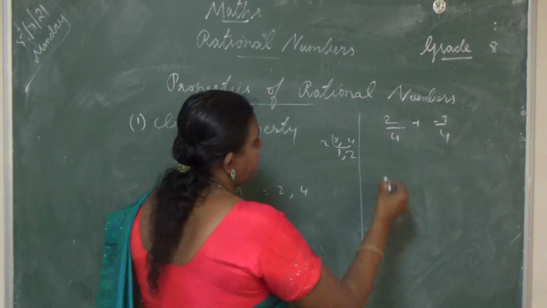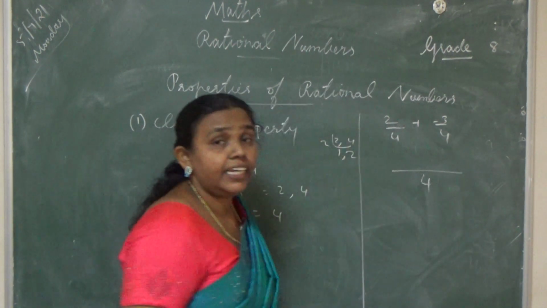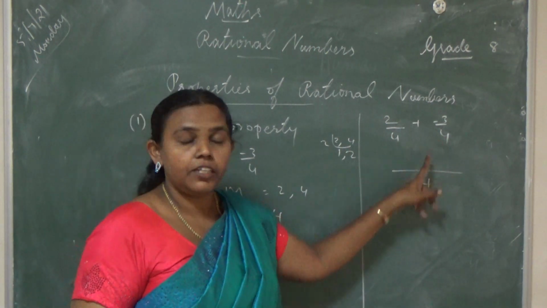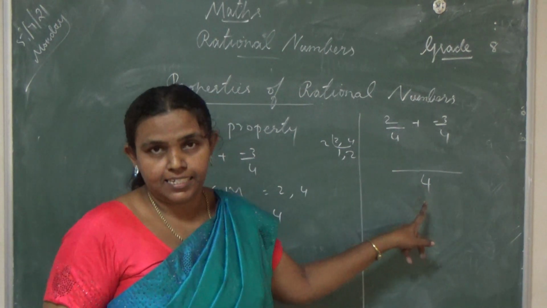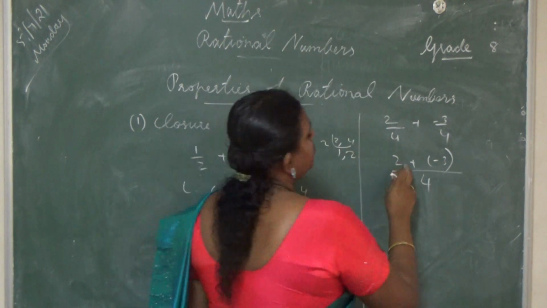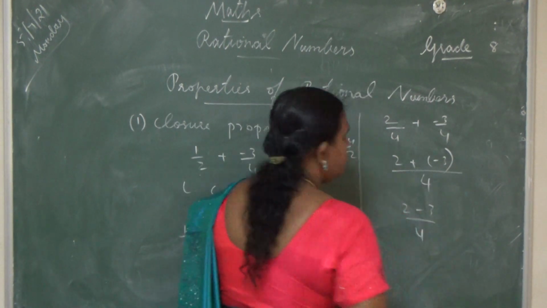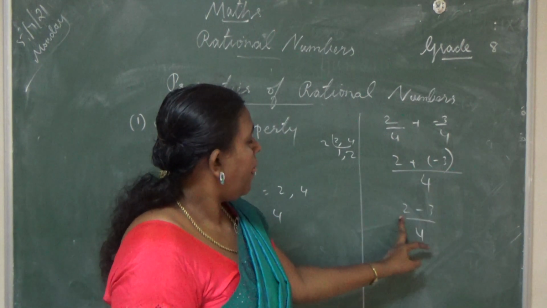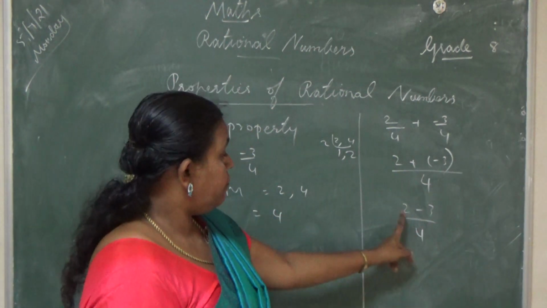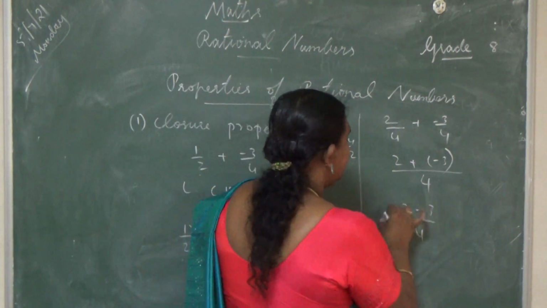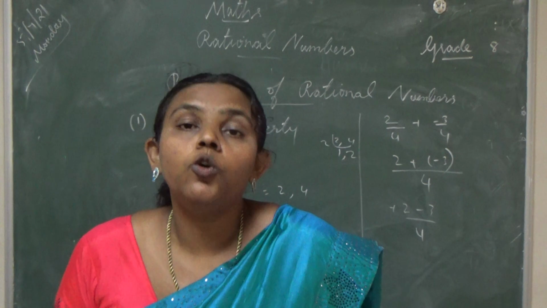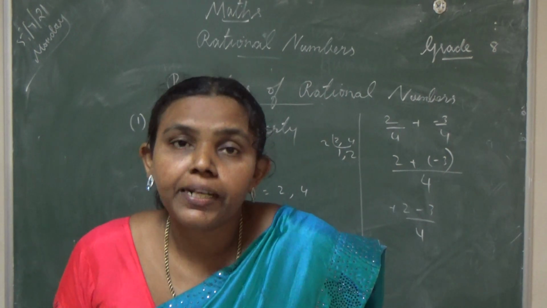Okay. Now, what is the next step? We must not add the denominator. You know, already I taught you. You must not add the denominator. We have to find out the common denominator and we have to put the common denominator as it is. Now, what is the numerator? 2 plus minus 3. Plus into minus means minus. 2 minus 3 by 4. So, 2 minus 3, what is the answer? Minus 1. Here positive value, here negative value. The sign is different for addition. If the numbers are having different sign, what we have to do? We have to subtract and put the greater number's sign.